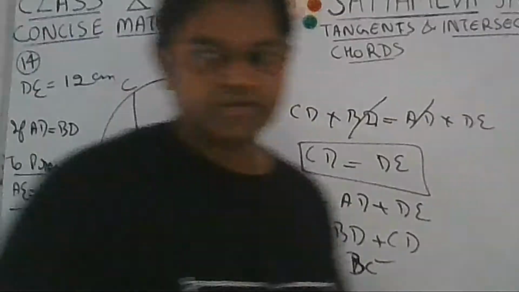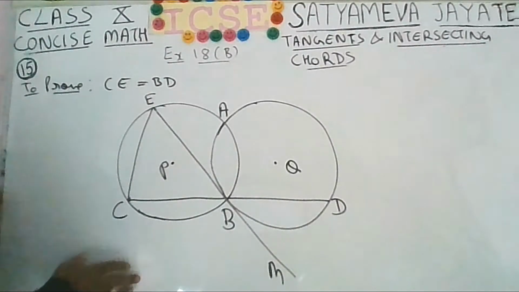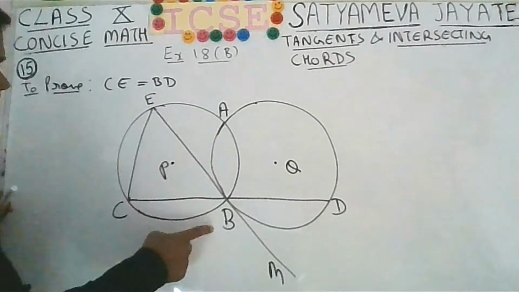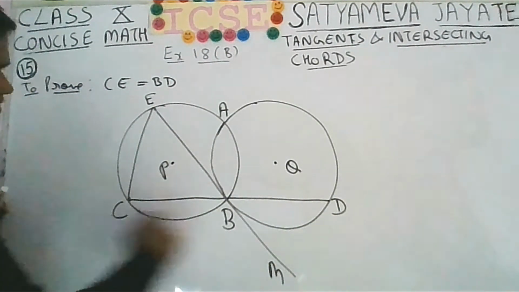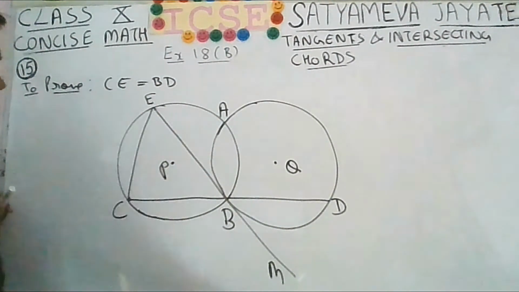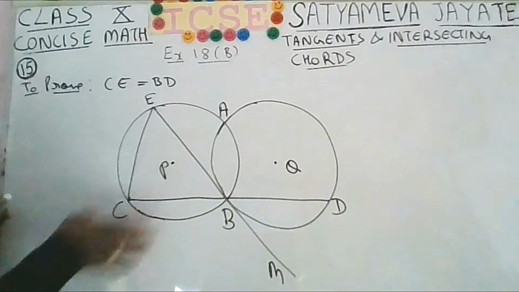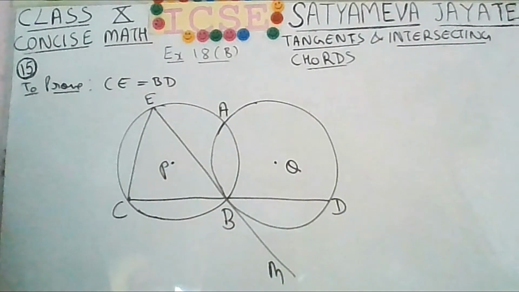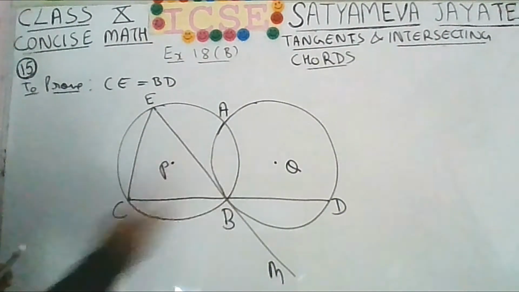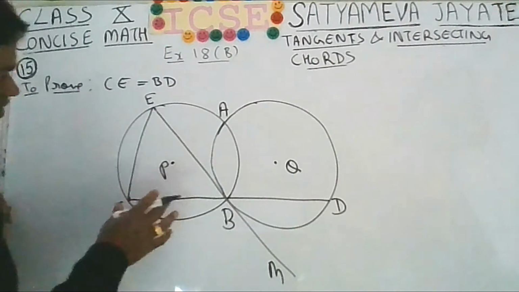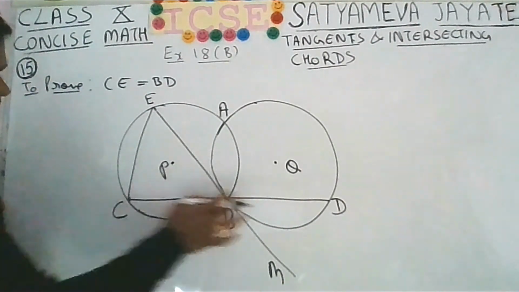Okay, next question. Question number 15. These two circles are congruent and they are intersecting each other at points A and B. So you are having a line segment CBD and this EBM is a tangent to one of the circles having center Q. We have to prove that CE is equal to BD. So if you have to prove that CE is equal to BD, you can consider two triangles in which you are having this CE and BD.